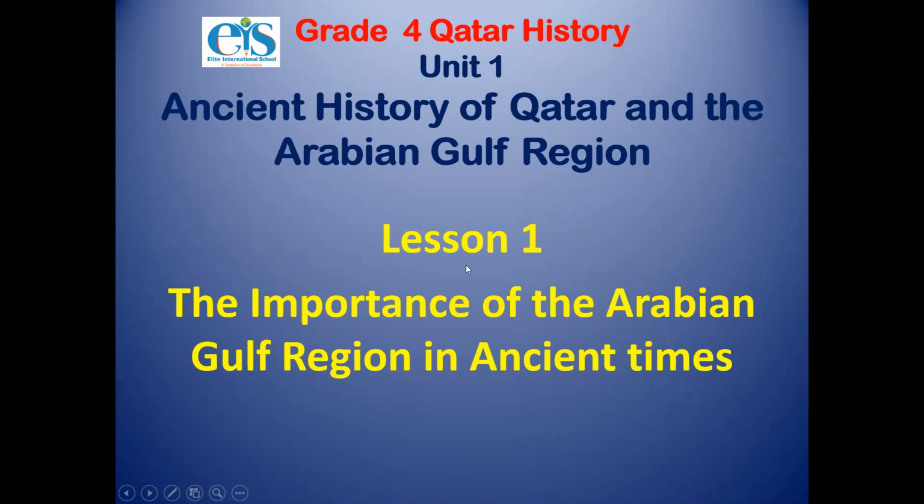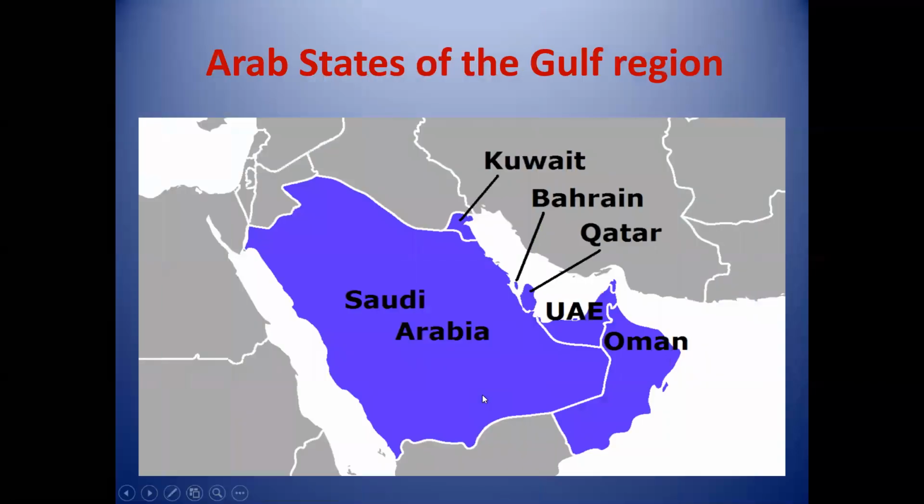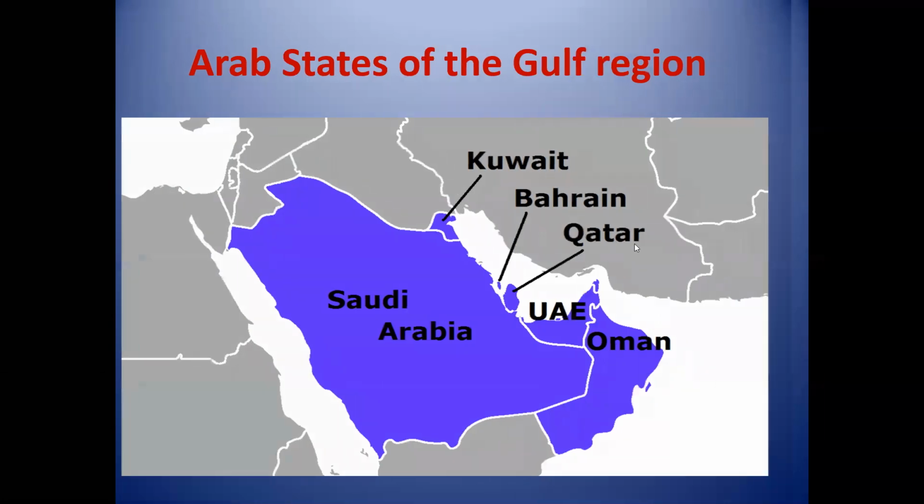For this week, we will be continuing with Lesson 1, or the importance of the Arabian Gulf region in ancient times. So let's review the Arab states of the Gulf region. The Arabian Gulf region is composed of the following countries: Kuwait, Bahrain, Saudi Arabia, UAE, Oman, and Qatar.